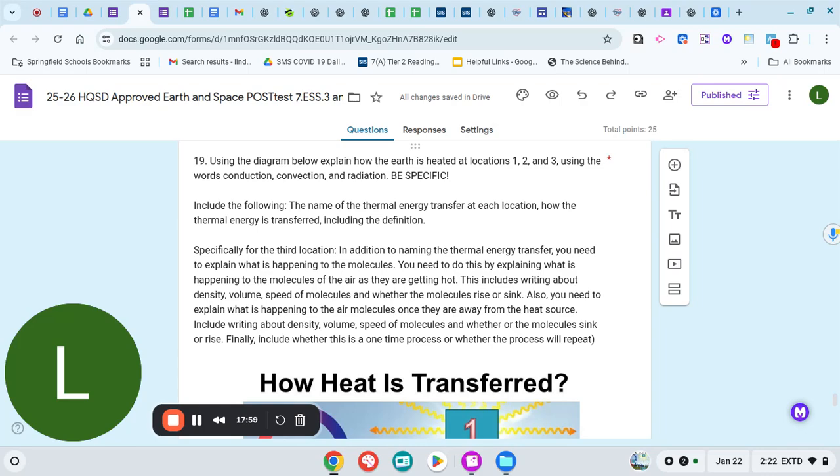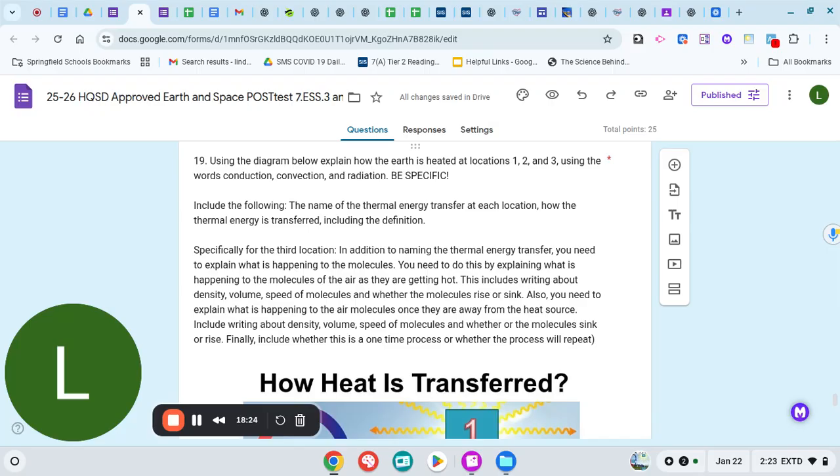All right, number 19 is your short answer extended response. Using the diagram below, explain how the Earth is heated at locations 1, 2, and 3 using the words conduction, convection, and radiation. Be specific. Include the following. At each one, you need to name the thermal energy transfer at each location. So at some point, you have to say, number 1 is the thermal energy transfer called blah, blah, blah.